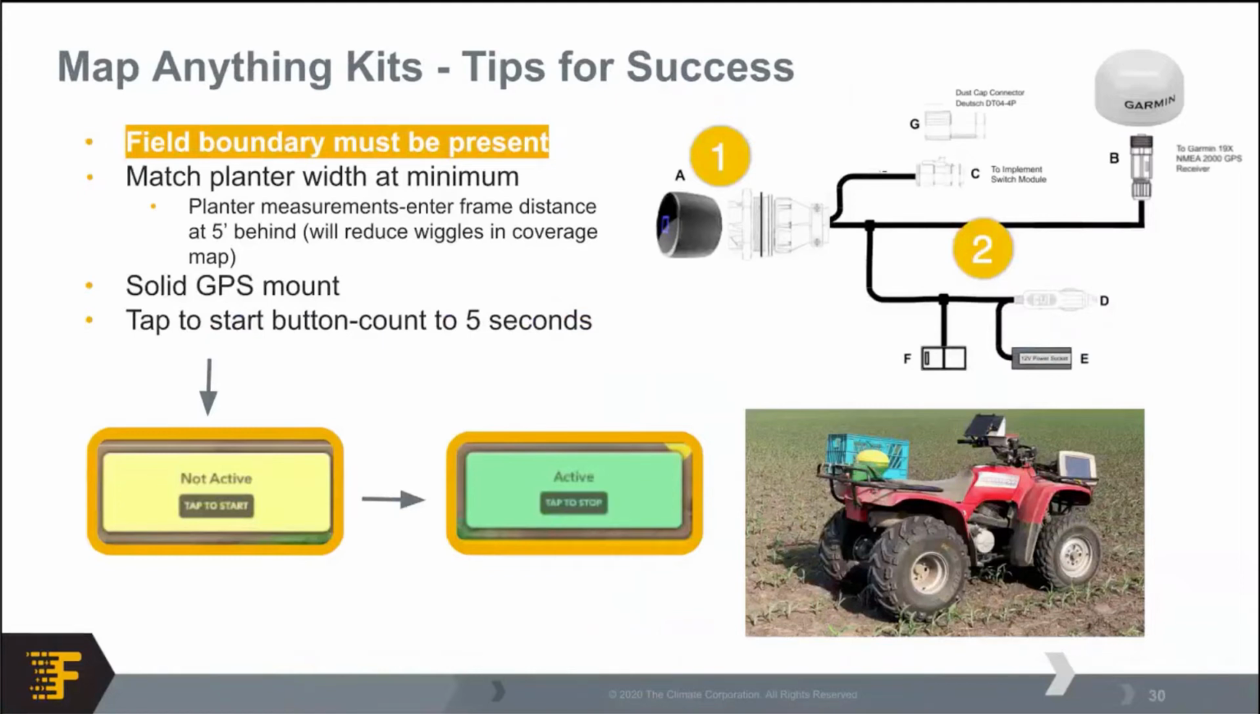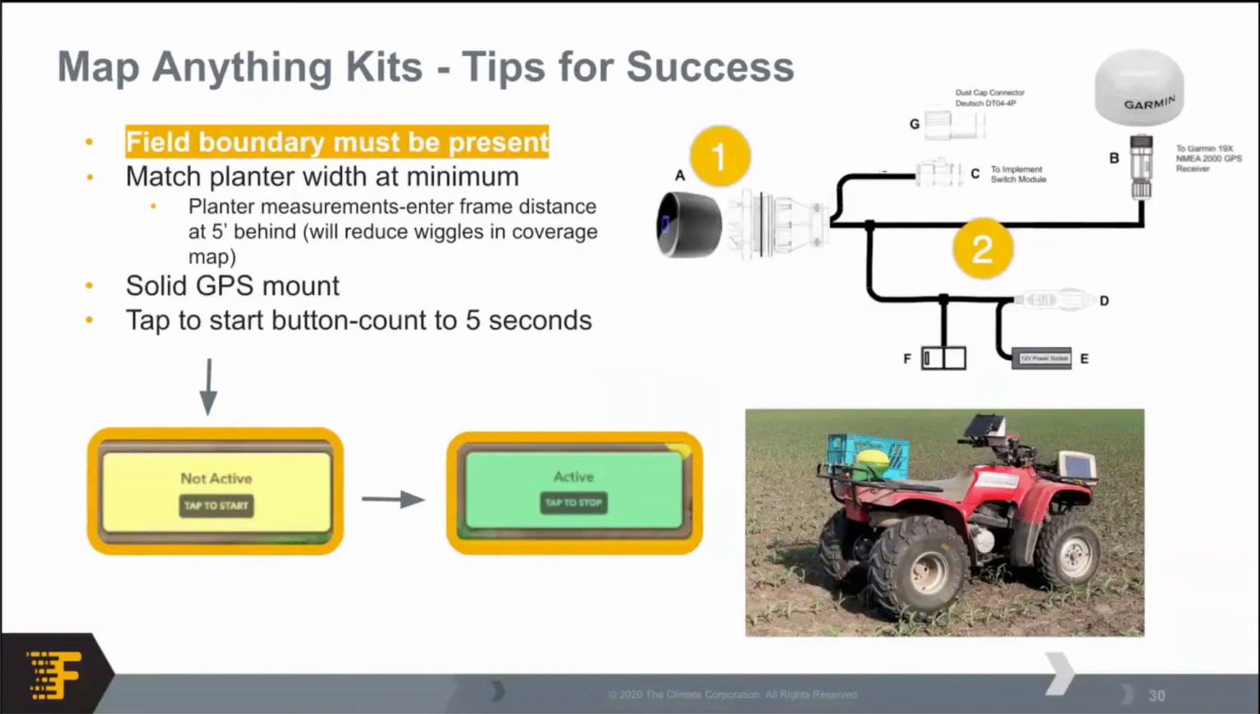Then the Map Anything kit. This is just another great thing to call out this time of year. If you have equipment that doesn't have GPS on it and you've been wanting to map, whether it's a planter, a sprayer, whatever the case may be. As you can see, we actually hooked this Map Anything kit up on a four-wheeler before.